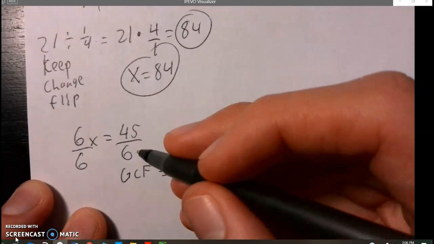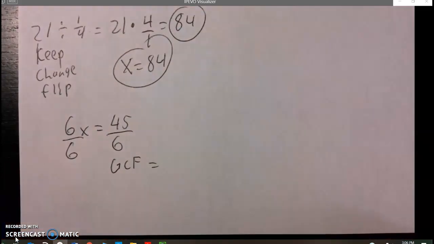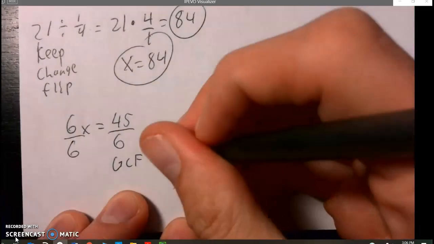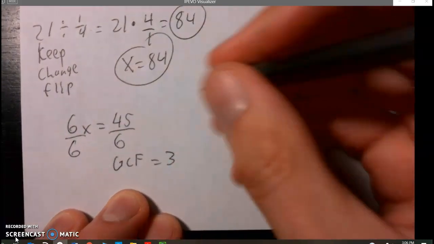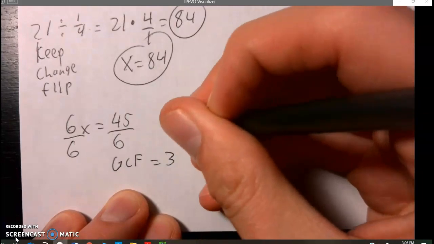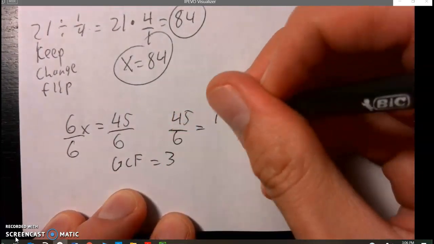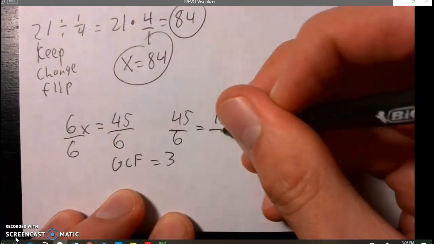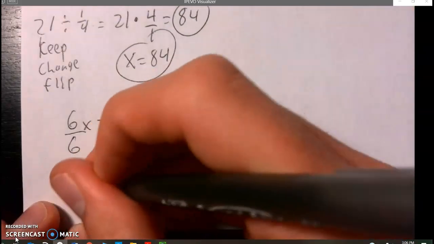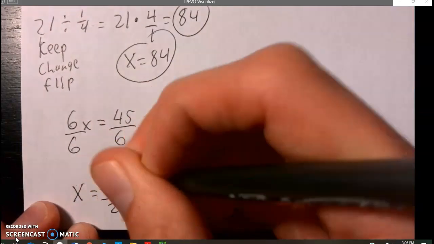So 45 and 6 can both be divided by 3. So if I had 45 sixths and divided both sides by 3, 45 divided by 3 is 15, and 6 divided by 3 is 2. So x would be 15 halves.